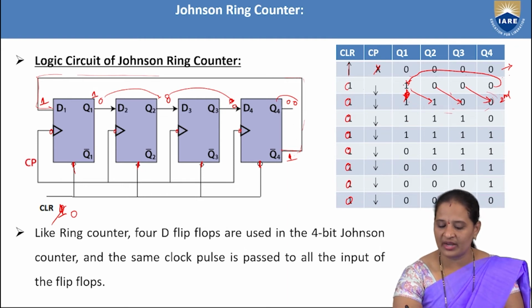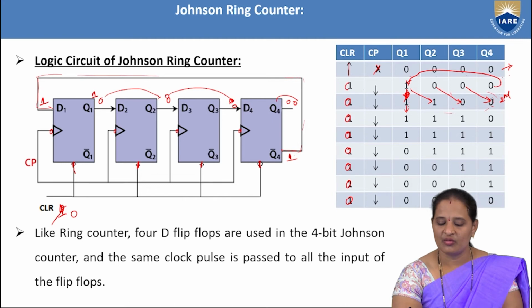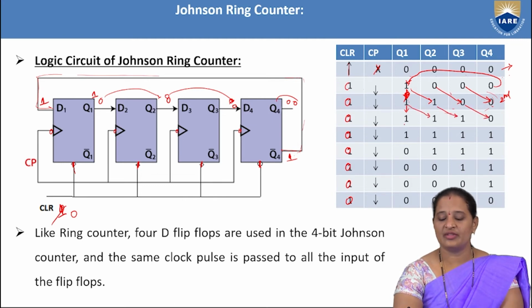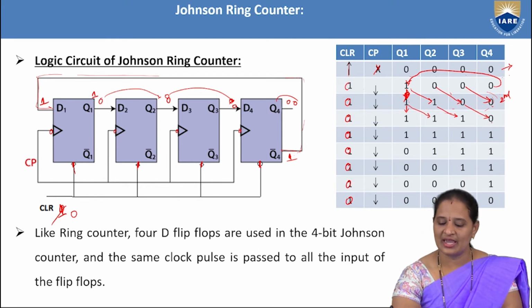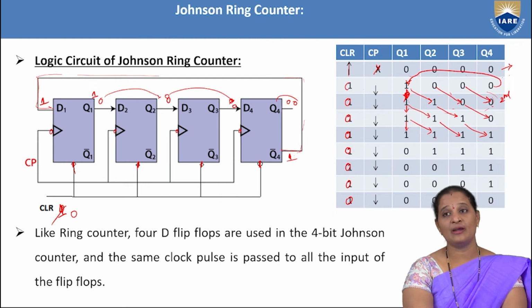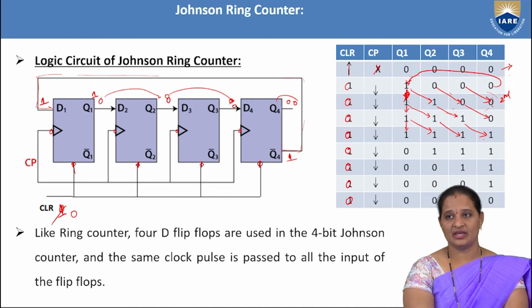Next, during the next clock pulse, again the last output will be complemented and applied here. The complement of 0 is 1, so 1 is pushed here, and the others are pushed along. So the next word is 1 1 1 0. And next, again the complement of the last output, 0 complement is 1, is pushed here. So this one will be pushed to the next flip-flop, and this is pushed to the next flip-flop, and this is pushed to the next flip-flop.